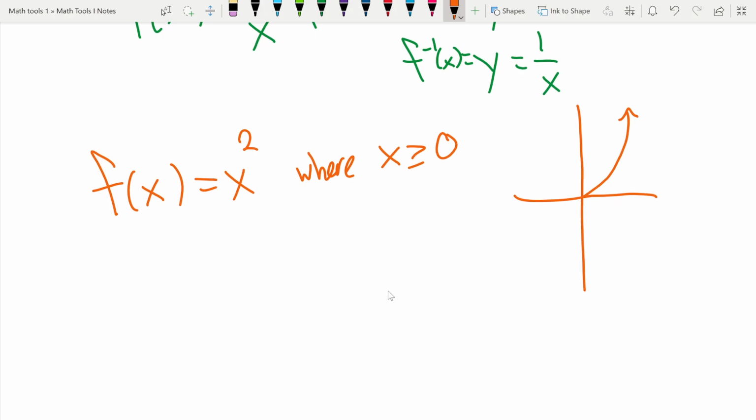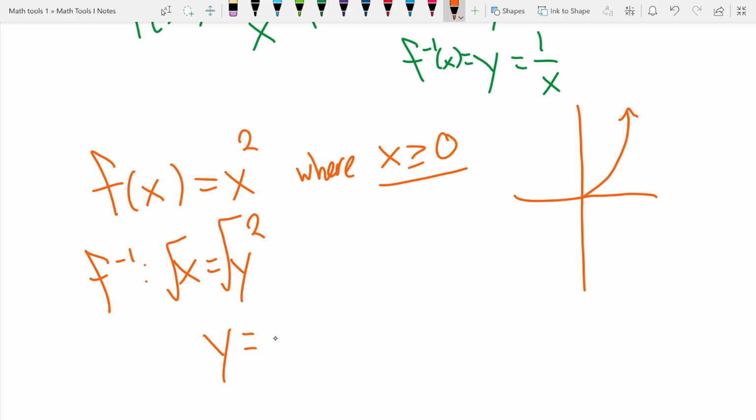So how does this come up algebraically then? Okay, so we have x equals y squared. So we take the square root of both sides, and because x is greater than or equal to 0, we don't need to consider the negative square root. We only need to consider the positive square root. So we simply get that y equals the square root of x. Okay.